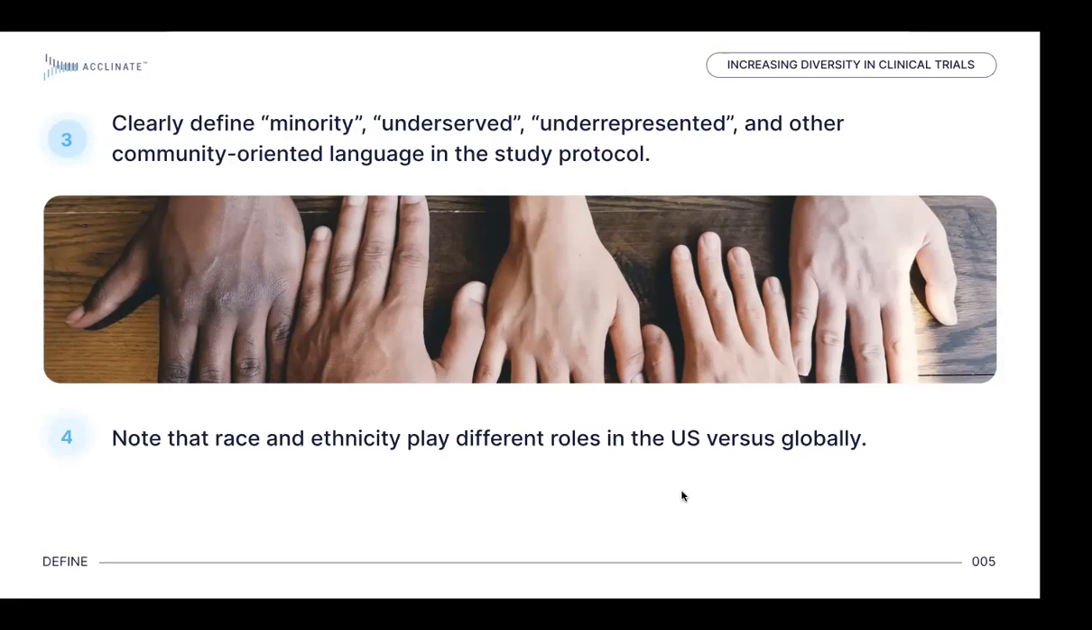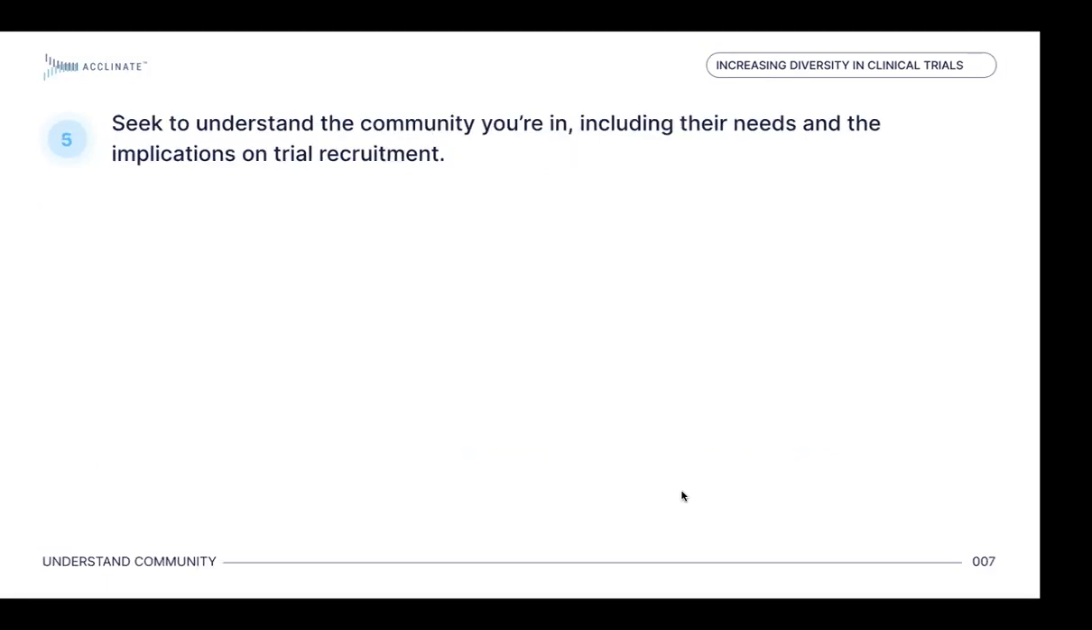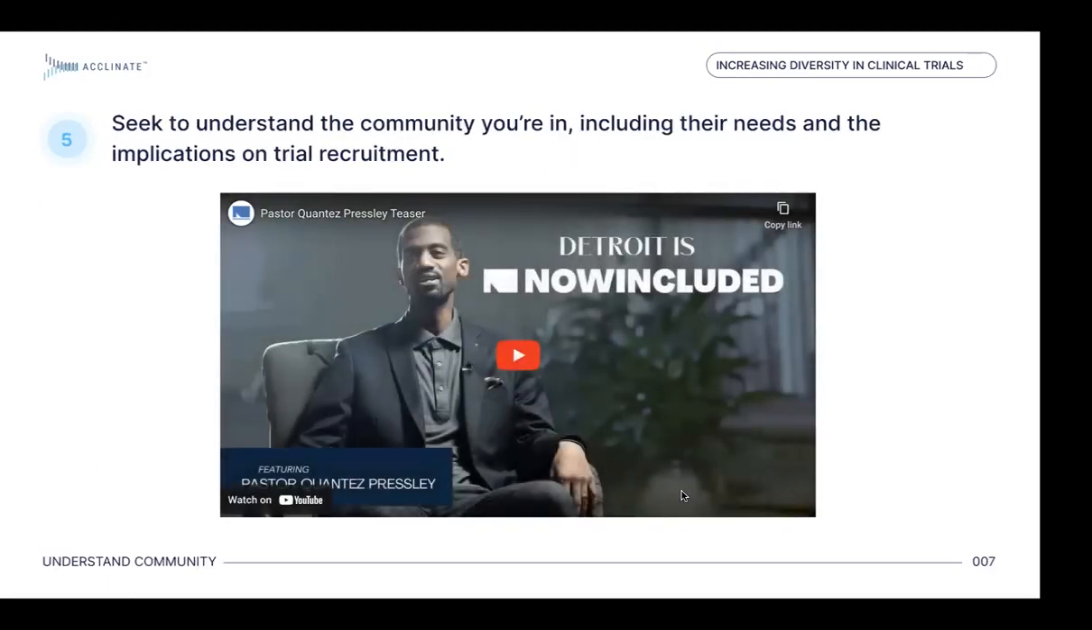No, but you take us to the next point of understanding the community that you're in, right? So what Camille has said so far is being clear in your intentions and being thoughtful about how you define the participants that you are seeking to have in your study. And so also being very clear about how your study fits into the needs of the community and what implication the needs of the community has on your trial recruitment overall.